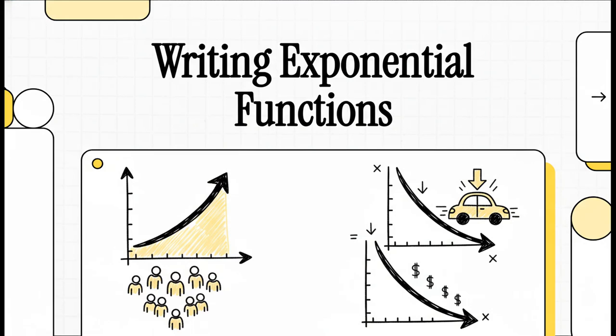Hey there! Today, we are going to unlock a really powerful tool in algebra. We're talking about writing the code for things that grow or shrink by multiplication. This is how we can model everything from a growing population to the value of a car. So let's just dive right in.